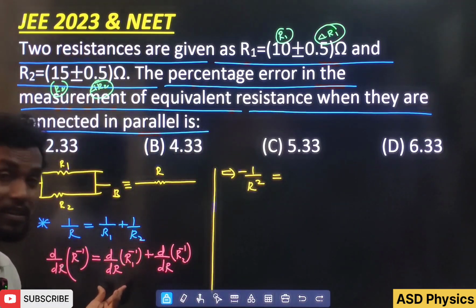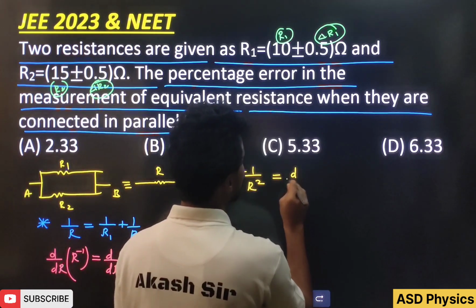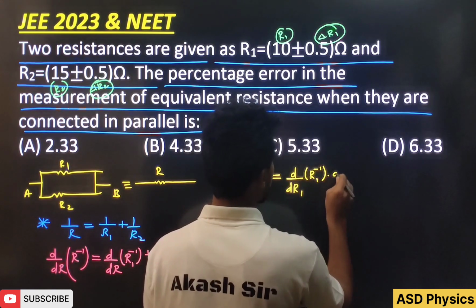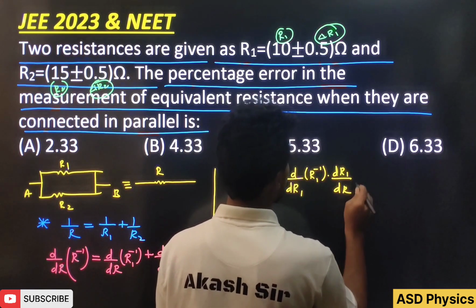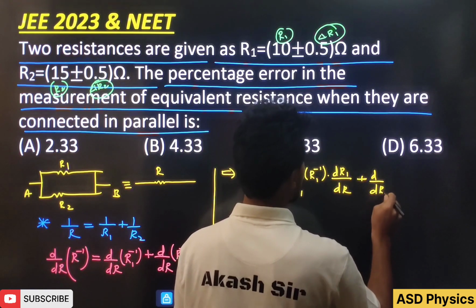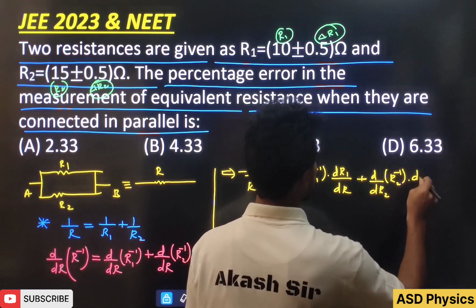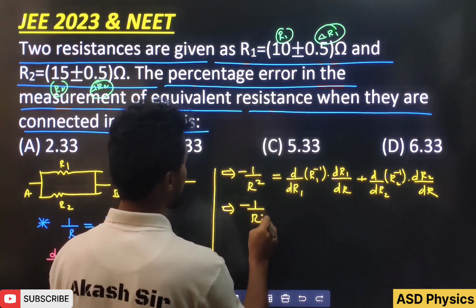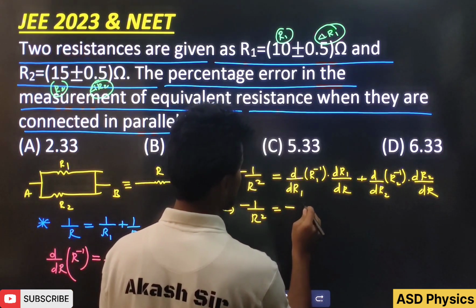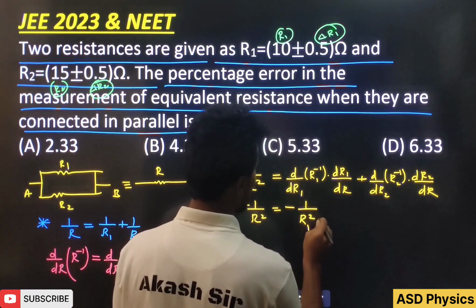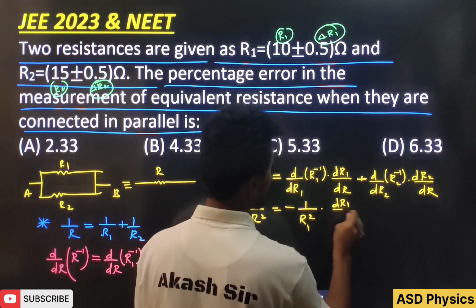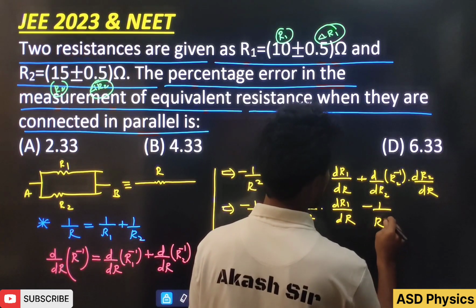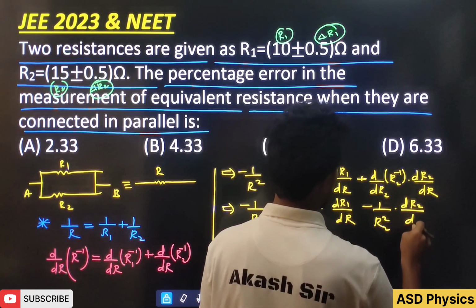Next one, students, is R1, but here we can't differentiate with respect to R directly, so again we have to apply the chain rule. We can write d by dR1 of R1 to the power minus 1 into dR1 by dR. Similarly, d by dR2 of R2 to the power minus 1 into dR2 by dR. So minus 1 by R square equals minus 1 by R1 square into dR1 by dR, similarly minus 1 by R2 square into dR2 by dR.